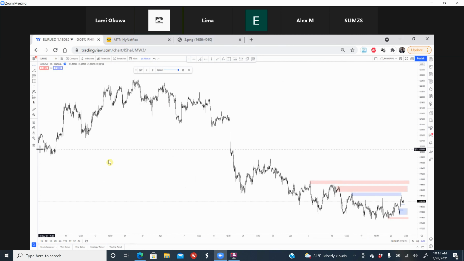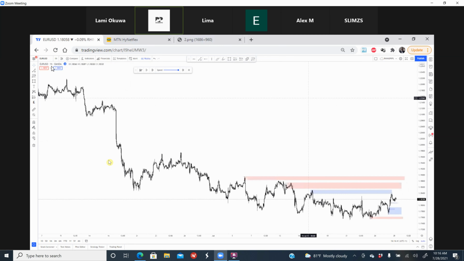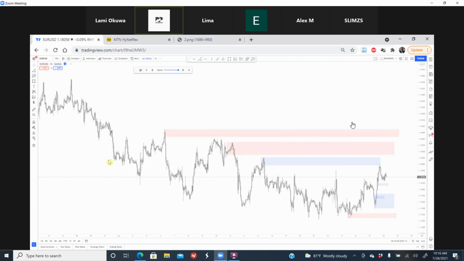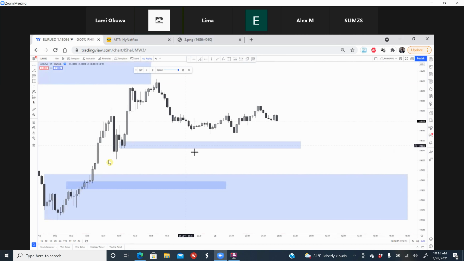I'll go to the 15-minute time frame. Okay. So on the 15-minute time frame, I will do the same thing. Why am I doing that? It's very boring, but we need to do it so that when our price is now getting to that zone, we know that, okay, we've already marked the zones that we expect price to respect.